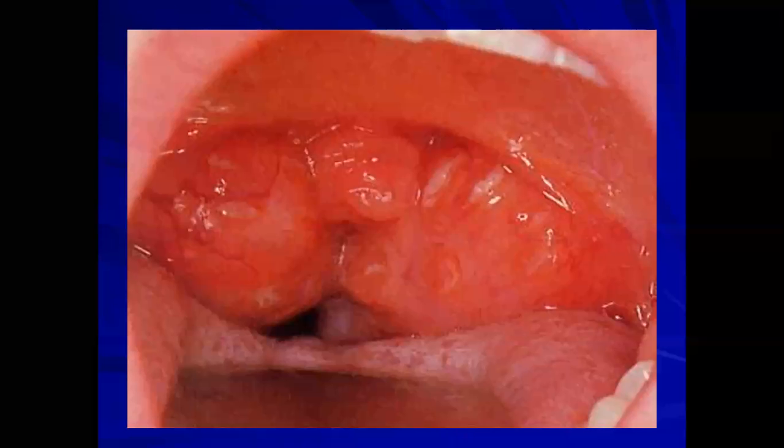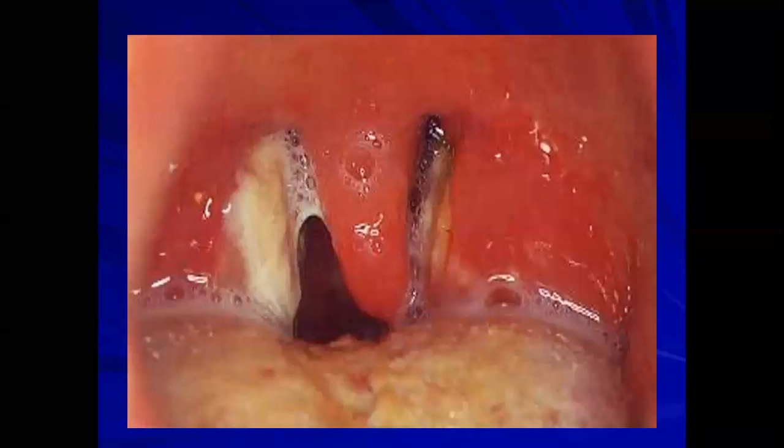This is also a good picture. The uvula is there and the tonsil sides are huge. They are enlarged on both sides. This is also a slide of your differential diagnosis.